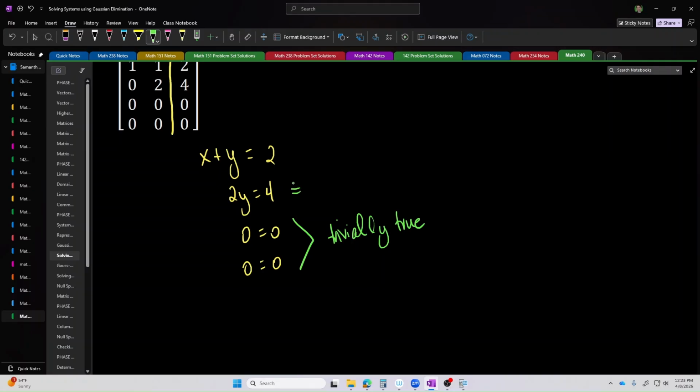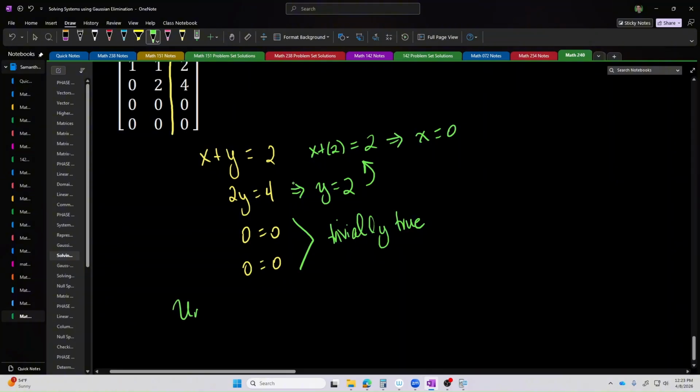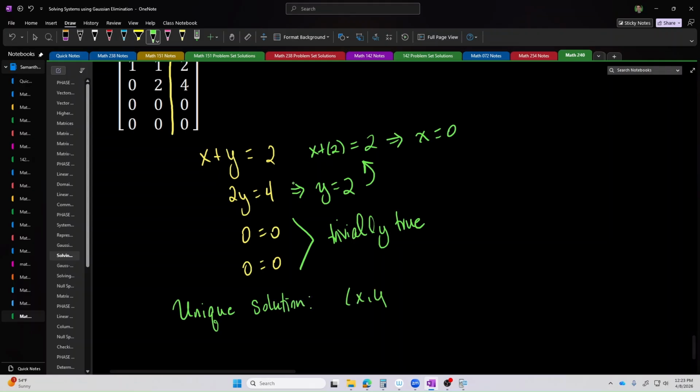The second equation is going to pin down one specific value of y, and then when we back substitute it into the first equation, we still end up with one specific value of x. So this system, despite the rows of zeros, still has a unique solution. In this case, the solution where x and y are equal to 0 and 2 respectively.